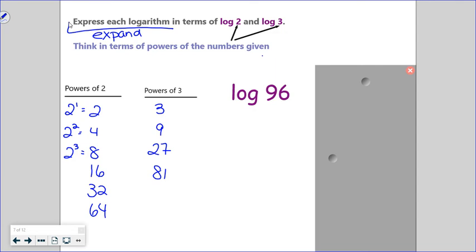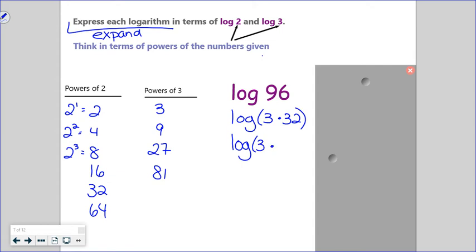Let me know when you found it. Who's got me an option? 3 and 32. That works. Numbers off of this list, when I multiply them together, I get 96. Order doesn't matter. But what I'm doing is creating something that is made up of powers of 2 and 3.